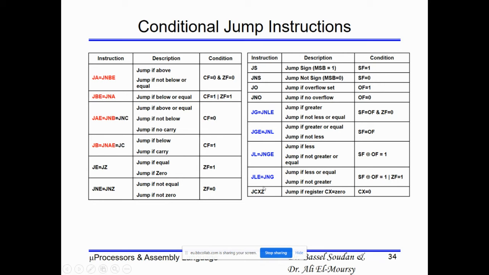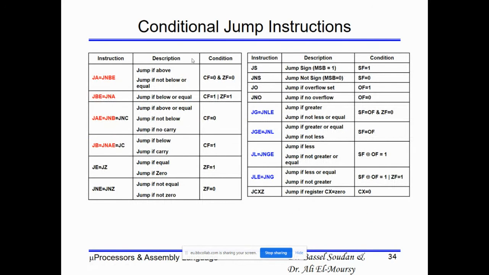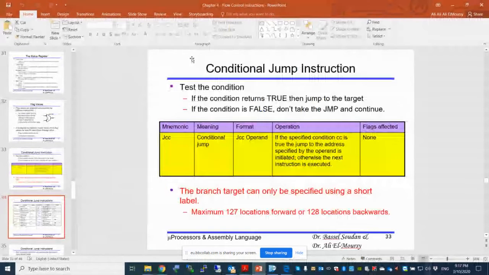There are other conditional jump instructions, like jump if above, jump if below or equal, jump if greater, jump if less, jump if less or equal. Those instructions are not only checking one of the flags, they are actually combining two or more flags in order to determine whether a condition is true or false. By the way, this is just the introduction for those instructions. Right now, we know we need to understand more about them. So, let me just go back to our board here.